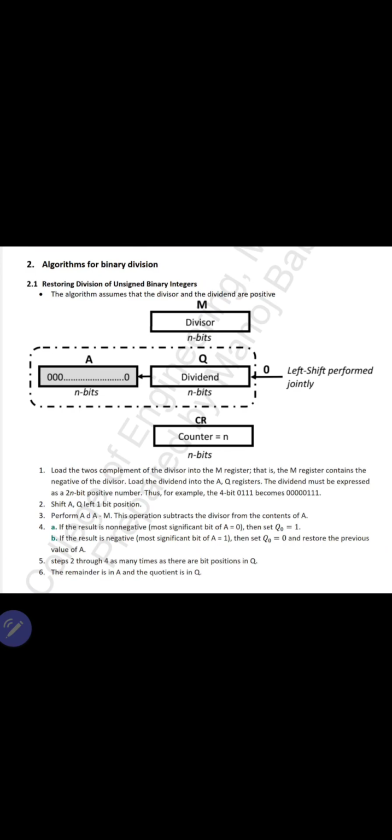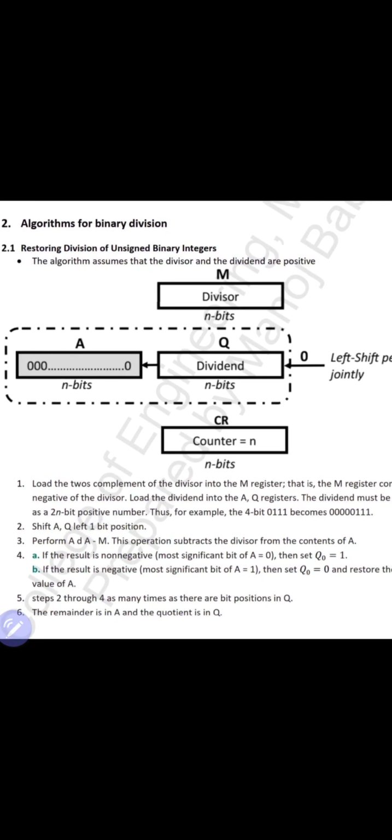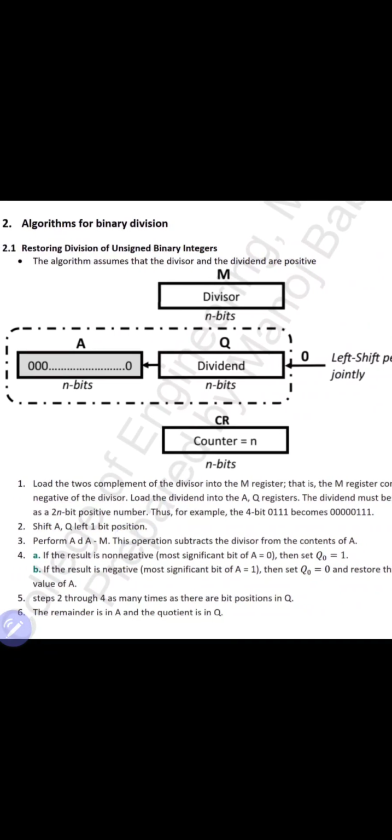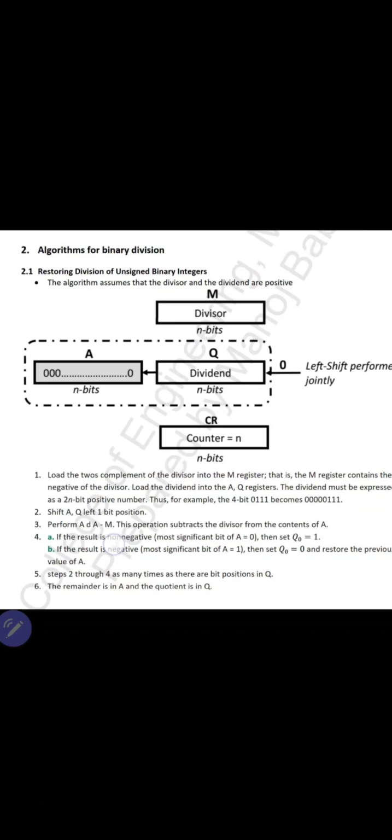In the division method we are performing a left shift operation, not a right shift. In multiplication we used right shift, but in division we use left shift. It is jointly performed, that is, the left shift operation between A and Q. In the count register the count of the bits is saved. During each process the count is decremented, and if it becomes 0, the process stops. These are the steps involved in the restoring division algorithm for unsigned integers.